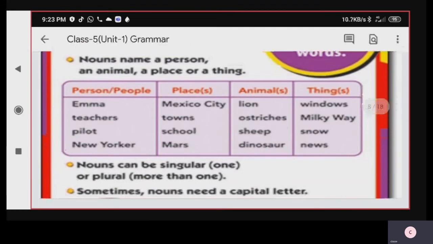Sometimes nouns need a capital letter. Whenever you write the names of any particular person or place, children, the starting letter must be capital. Don't forget.